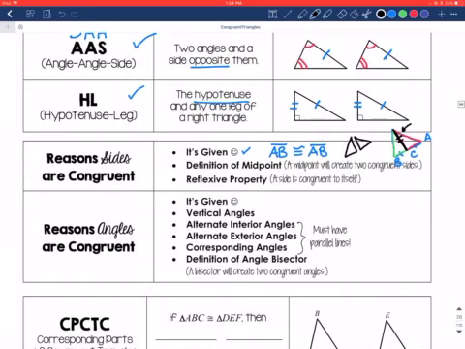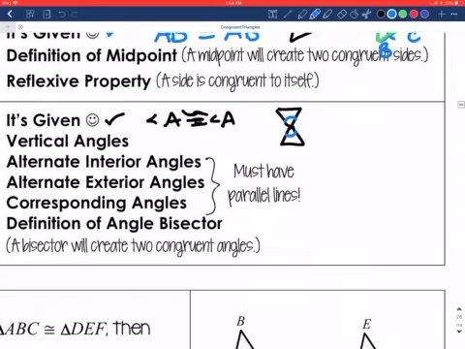All right, so that's sides, but then we have a lot of reasons that angles could be congruent. First off, it could just be given. They could say that angle A is congruent to angle A, and you take their word for it. They're not going to lie to you. Vertical angles. You guys remember vertical angles? You might have something like this, where we know that these two angles are vertical angles because they're across from each other in an intersection.